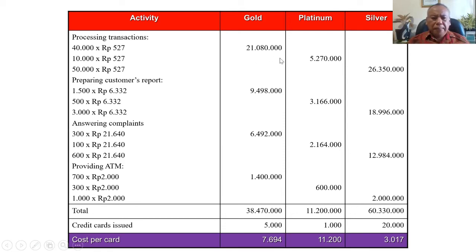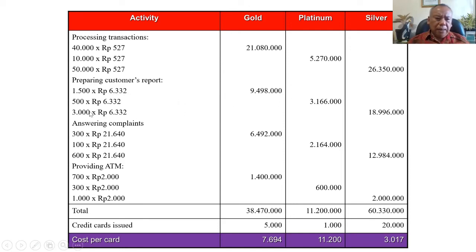So we find 21,080,000. For platinum, actually there are 10,000 transactions. We multiply by the processing rate, 527. So we find this number. Actually, same for the next activity, preparing customer reports. For gold, there are 1,500 reports. So we multiply by the customer report rate, 6,332. So we find this number.